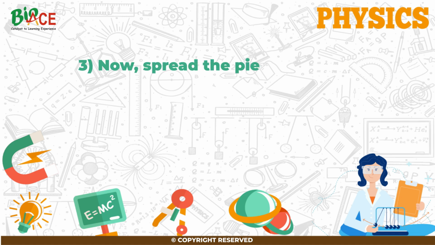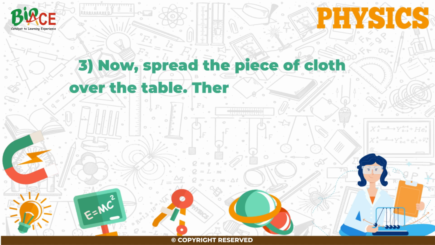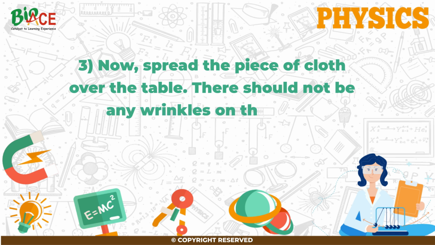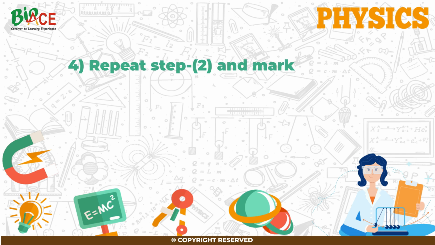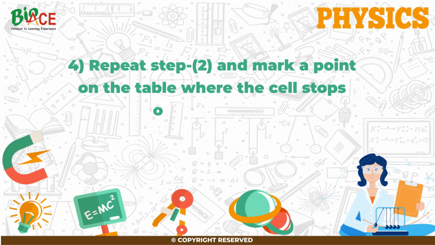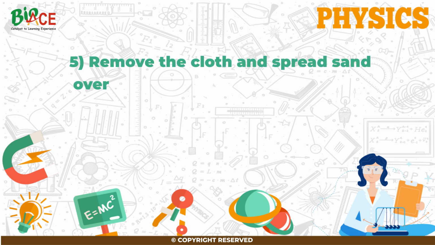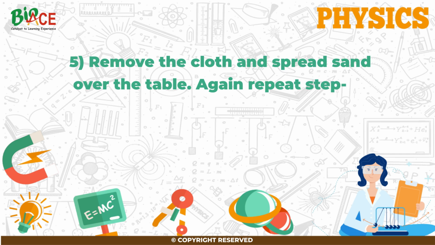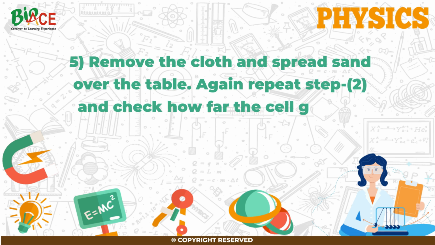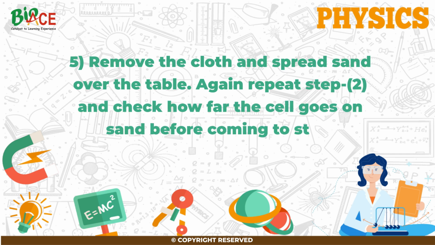3. Now, spread the piece of cloth over the table. There should not be any wrinkles on the cloth. 4. Repeat step 2 and mark a point on the table where the cell stops over the cloth. 5. Remove the cloth and spread sand over the table. Again repeat step 2 and check how far the cell goes on sand before coming to a stop.